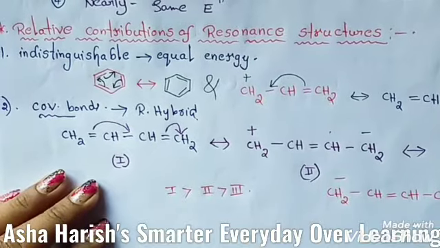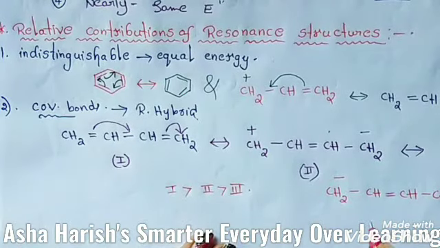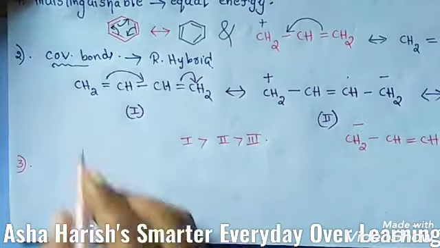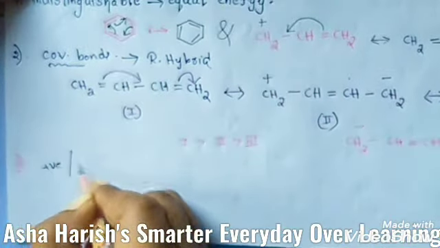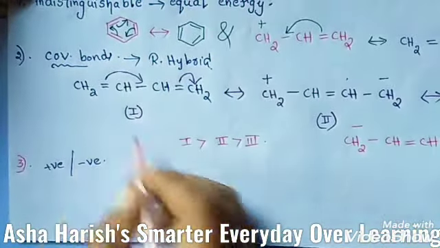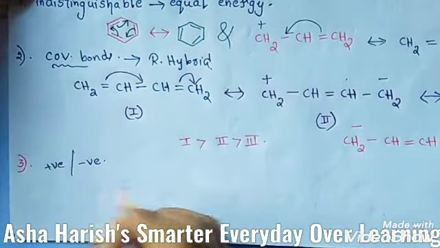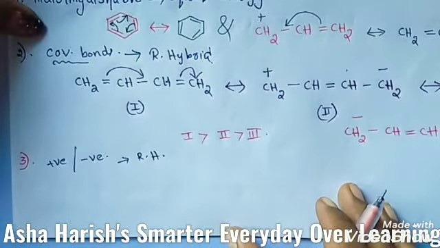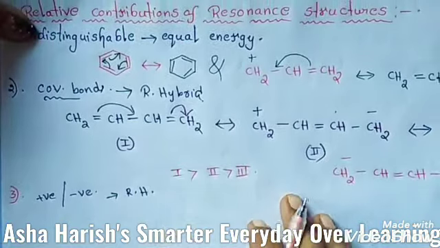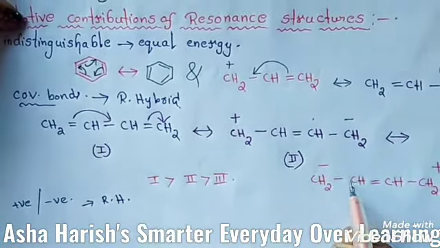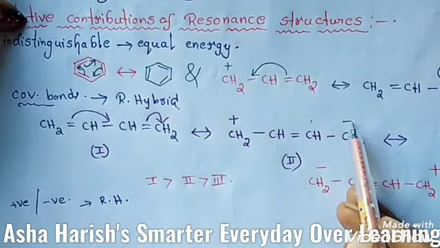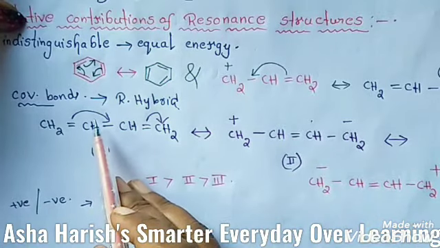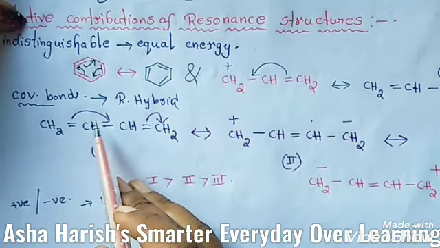This is number 2, the second point I have explained to you. Now number 3, structures which involve separation of positive and negative charges are of higher energy and hence contribute little towards the resonance hybrid. For example, the contribution of this second structure and third structure, which involve separation of positive and negative charges, is much less than structure 1 towards the resonance hybrid.